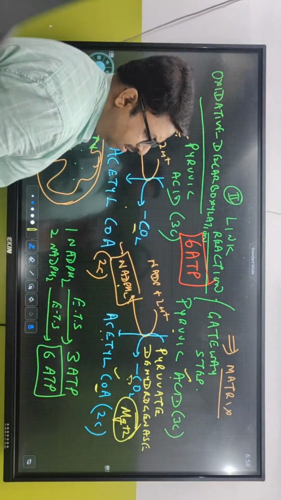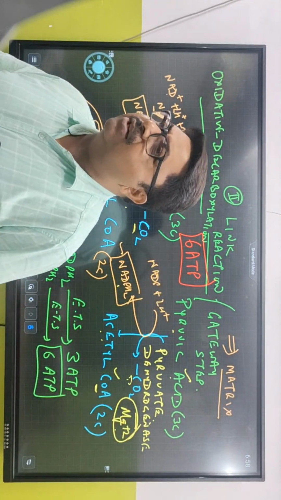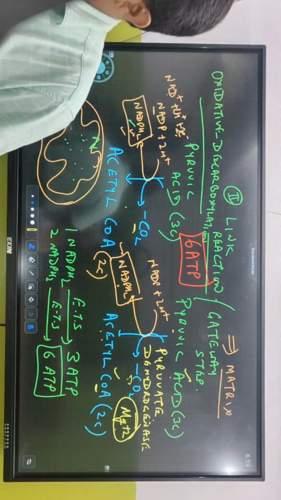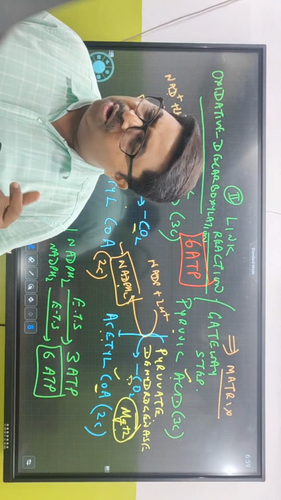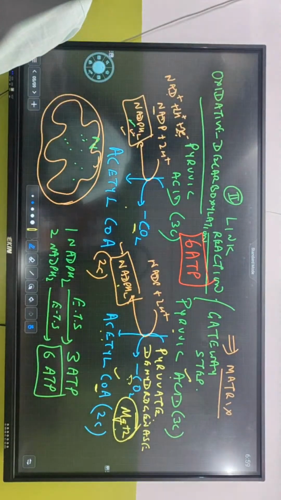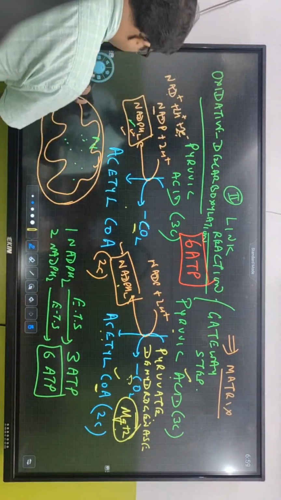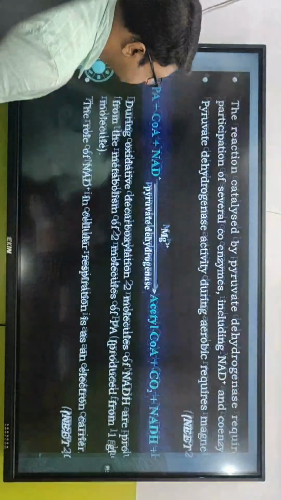Tell me, what is this magnesium ion for this enzyme? Metal ion. It's a cofactor. Remember, an enzyme with its cofactor is called a holoenzyme. Holoenzyme is equal to apoenzyme plus cofactor. And what is the cofactor over here? It is the magnesium. Great. Next.